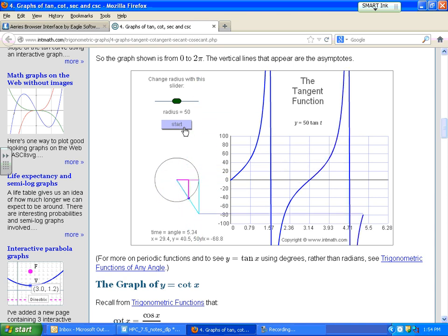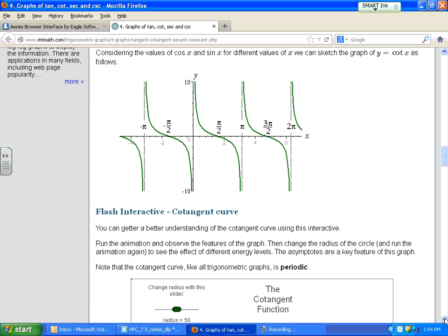What about a cotangent curve? How is it created using the unit circle? First of all, that's what a cotangent curve looks like. So y over x has become x over y. So now my vertical asymptotes have shifted. You notice they're not at 90 and 270 anymore. Now they're at 0 and 180 and 360. And my curve looks like the reverse or the opposite of the tangent.